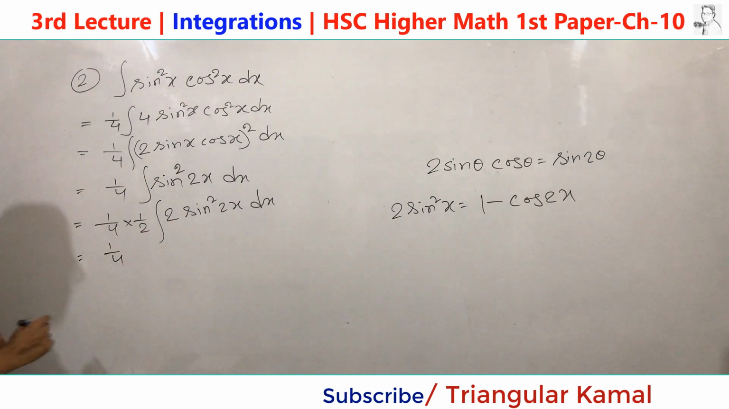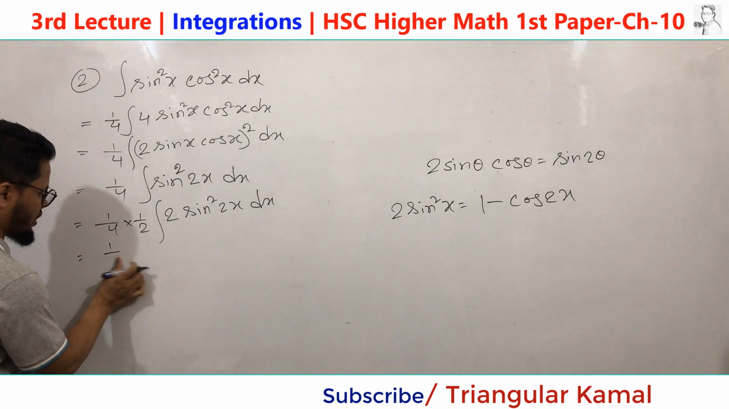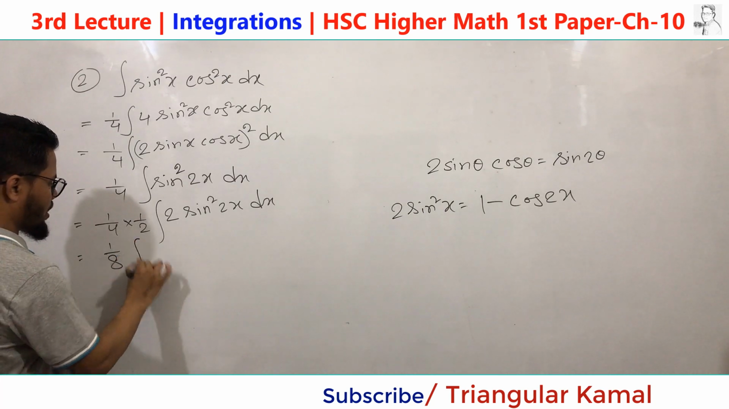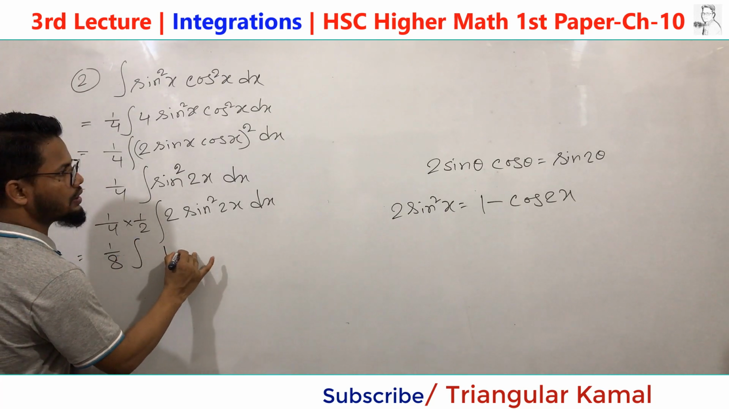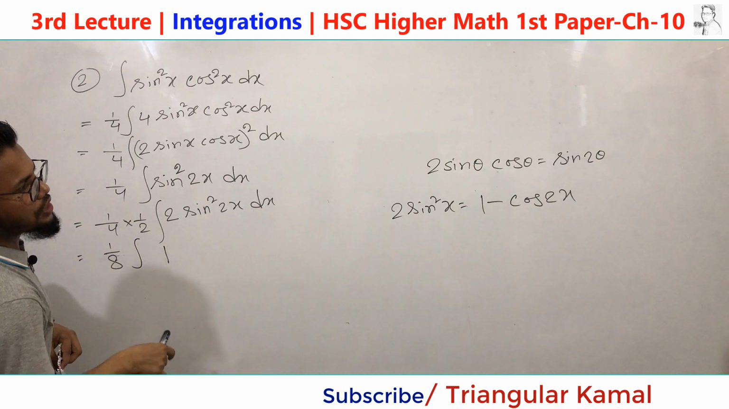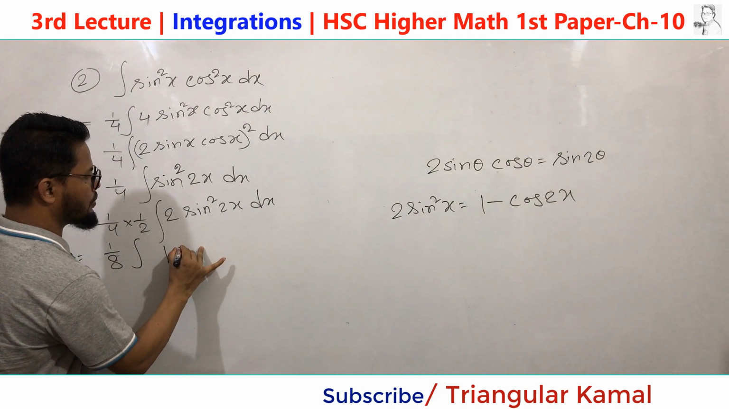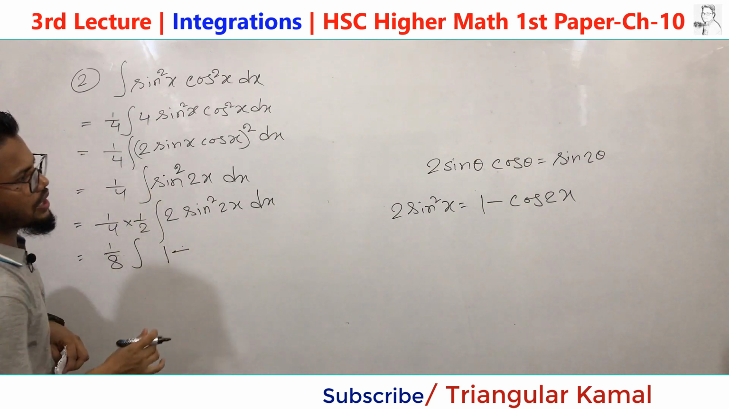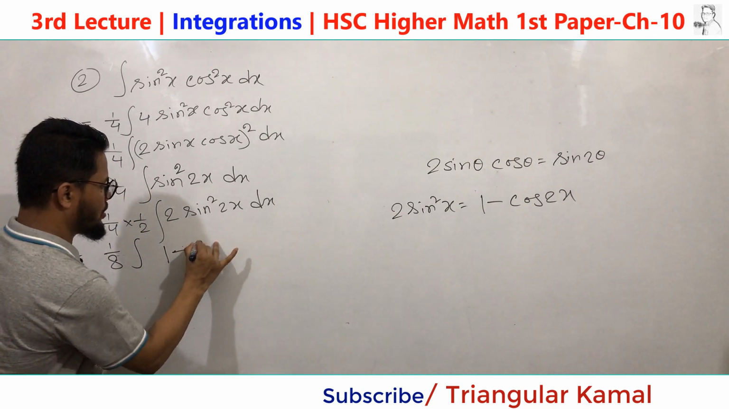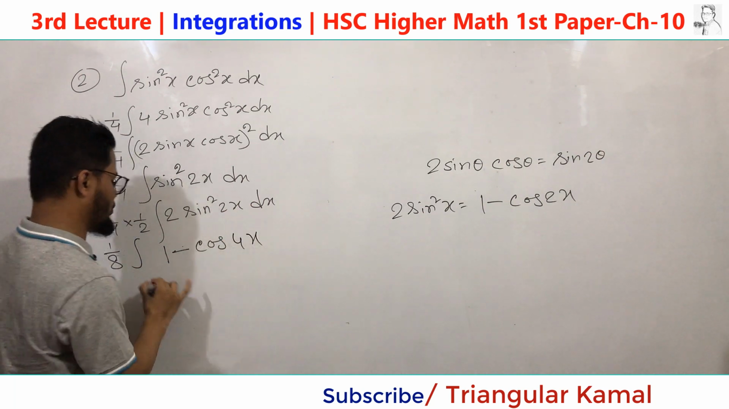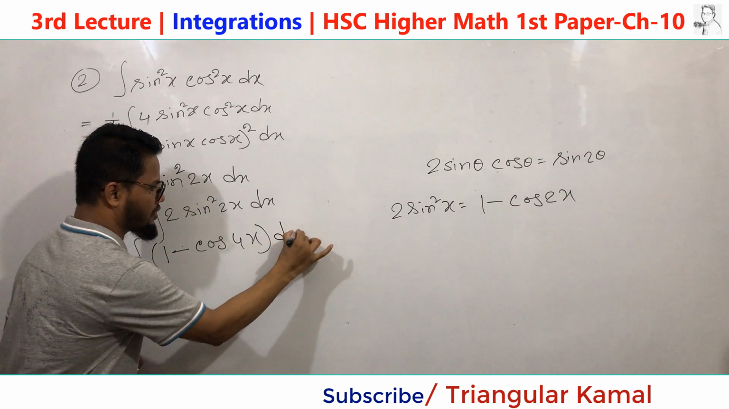Now this is 1 by 4, sorry 1 by 8, and this 2 sine square you can write here, 2 sine square formula is 1 minus cos 2 times of x, meaning twice 2x, that means 4x. Now dx.